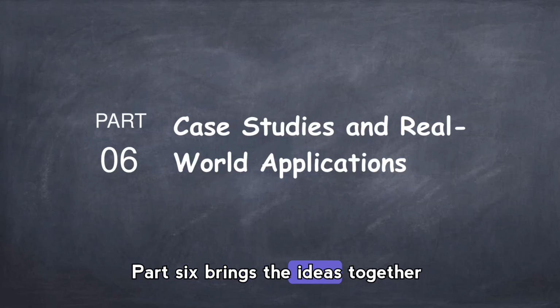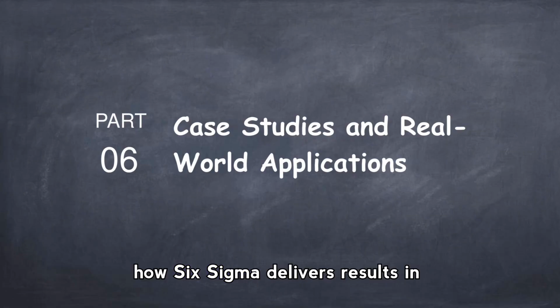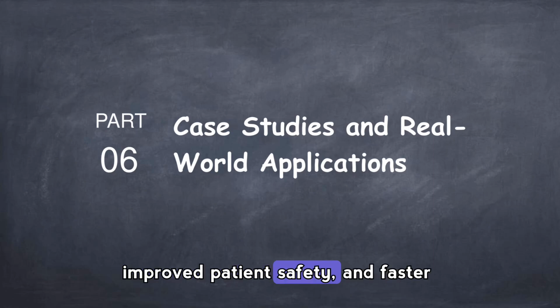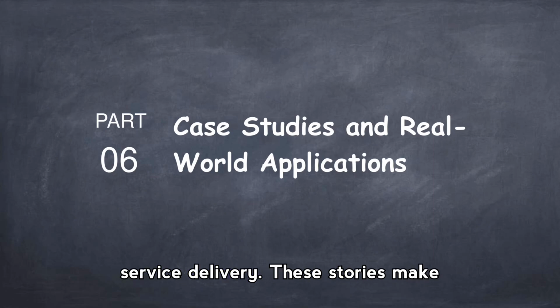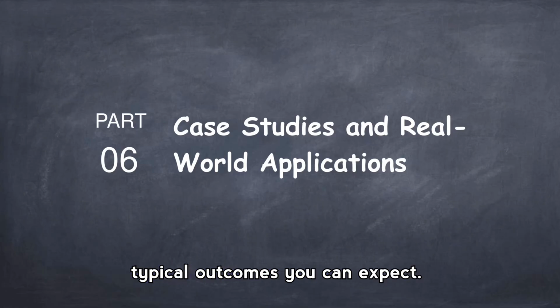Part 6 brings the ideas together with real-world case studies to show how Six Sigma delivers results in different sectors. We'll look at manufacturing, healthcare, and service examples that highlight defect reduction, cost savings, improved patient safety, and faster service delivery. These stories make the methods concrete and show typical outcomes you can expect.